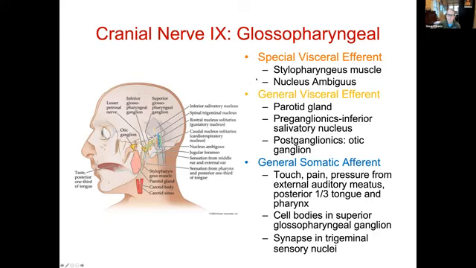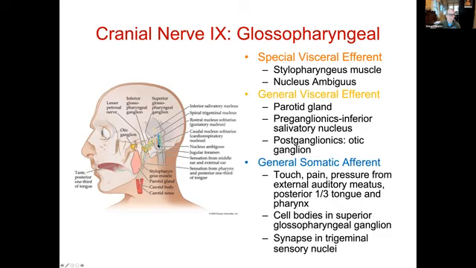So in terms of motor innervation, we see that there are those special visceral efferent fibers, meaning they are going to innervate some skeletal muscle that derive from branchial arches. In this case, there's actually only one muscle that is innervated by these types of fibers running with the glossopharyngeal nerve, and that is the stylopharyngeus muscle. And that is a muscle that helps to elevate the pharynx.